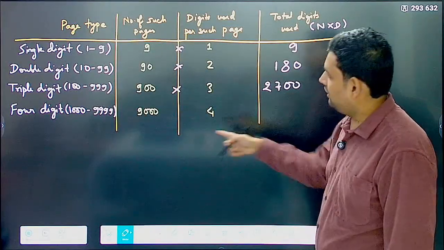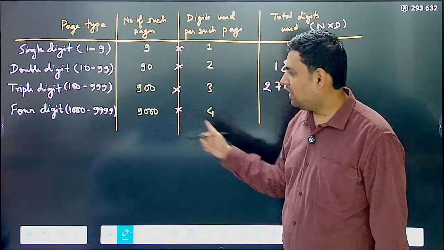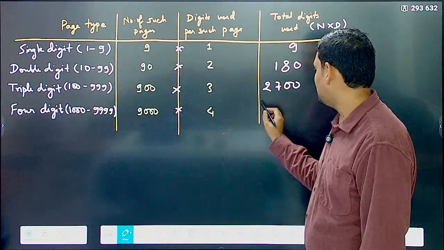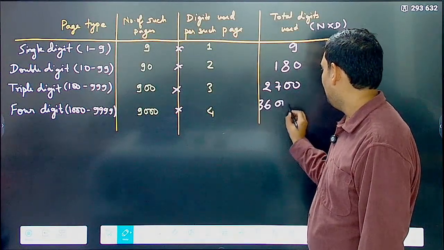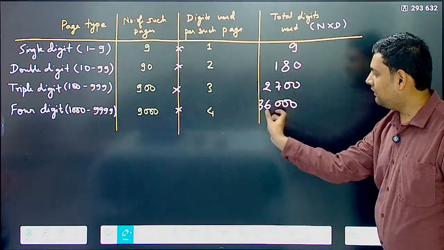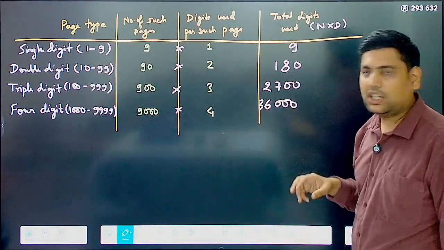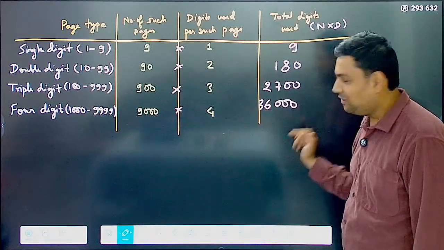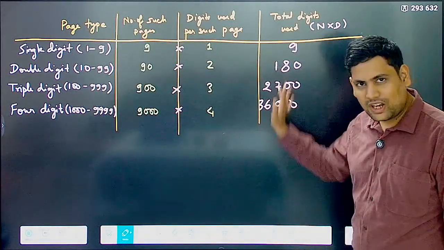2700. And then last, let's say 9000 into 4. So this becomes 36,000. Can you see a pattern? It is like 9, 18, 27, 36 and it keeps on increasing. 10, 20, 30, next would be 40. So you can understand the pattern.